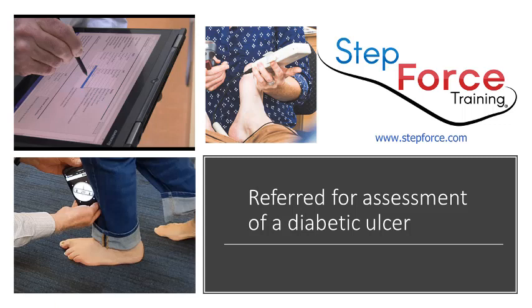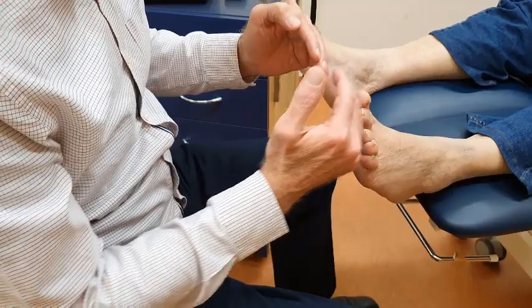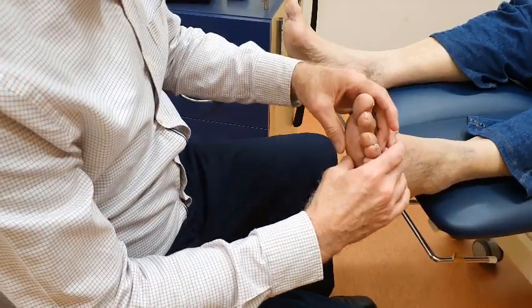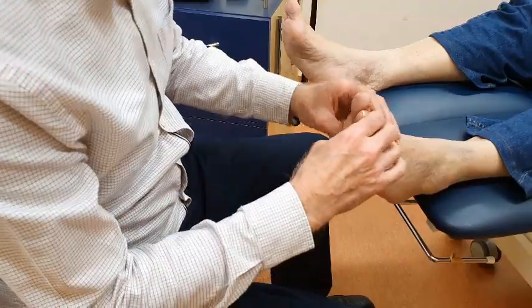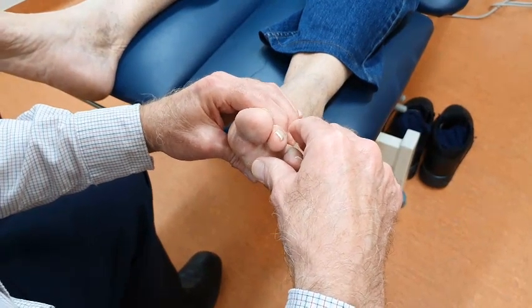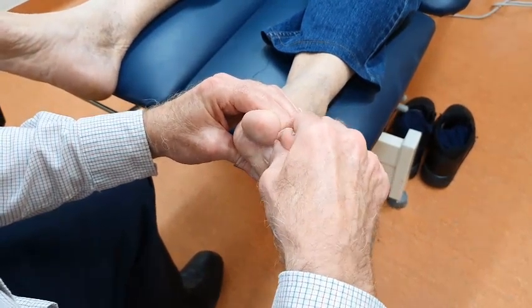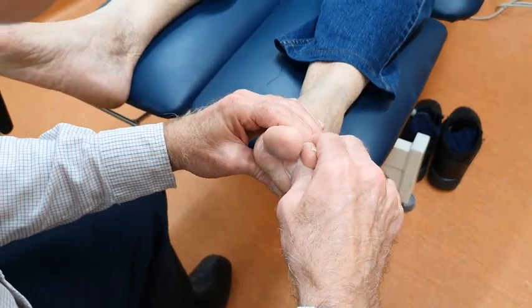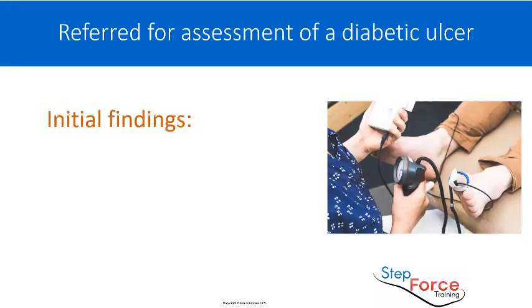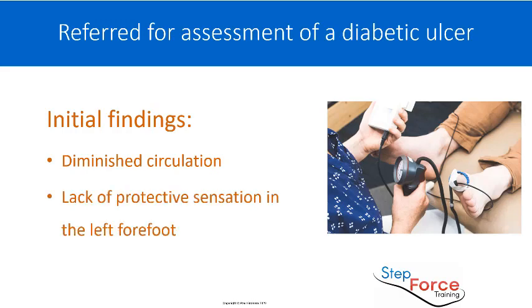A man in his late 40s with poorly controlled type 2 diabetes and a history of foot problems. His doctor is concerned about his feet, especially his left foot. His family has had a history of diabetic foot ulcers and in one case, an amputation. His assessment showed diminished circulation and lack of protective sensation in the left forefoot.